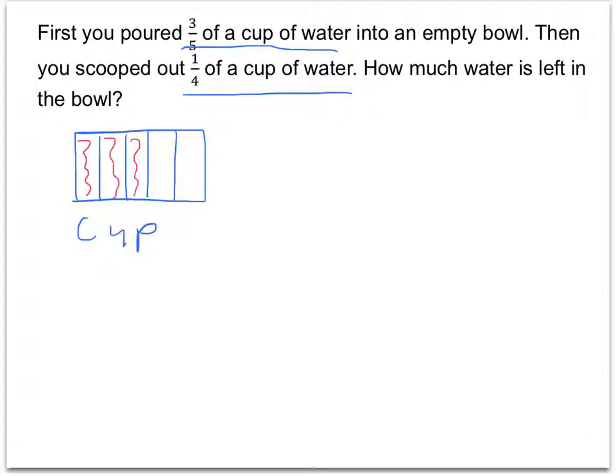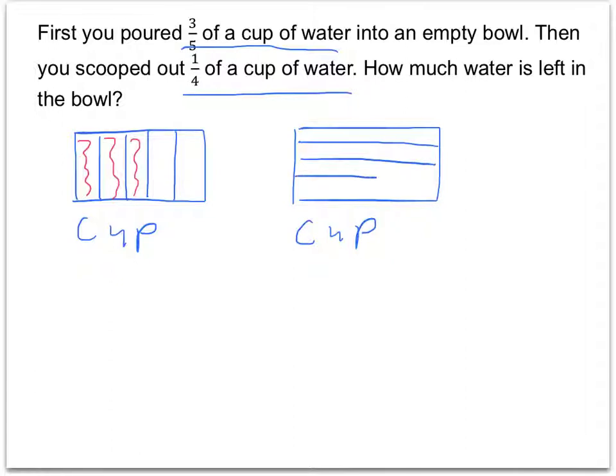But now it says that we're going to scoop out 1/4 of a cup. So let's draw a picture of that. And so 1/4 means that we're going to divide the whole up into 4 pieces. So again, notice that we've got the same whole here, which is a cup. And so let's draw 3 horizontal lines here. So there's our 4 equal pieces, and so we're going to scoop out one of those pieces. Okay? So it's like we're going to pour 3 pieces of water into the bowl, and then we're going to scoop out one of those pieces.